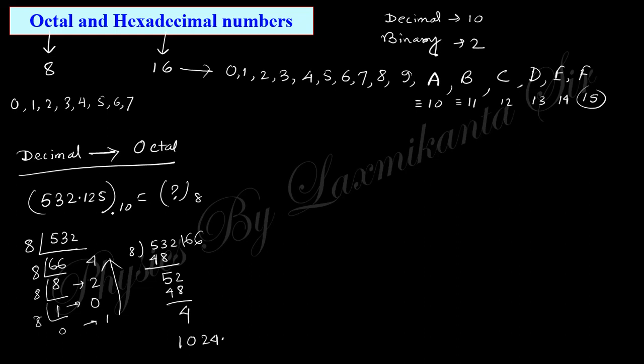For the fractional part, you can write 0.125 multiplied by 8, which gives 1.0. So this gives you 1. So finally you will obtain this one. Okay, so this is the conversion from decimal to octal.